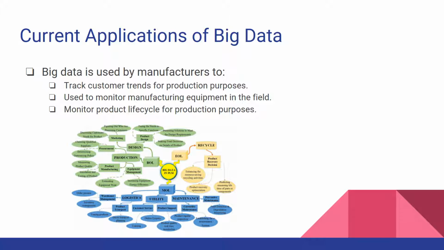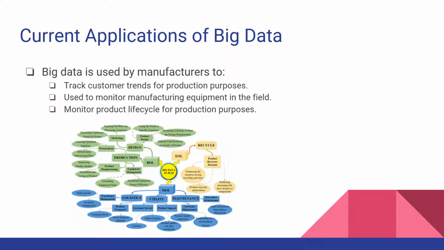Big data is also used in manufacturing to improve quality of life and life cycle of products, as well as machines used in manufacturing processes, by monitoring and analyzing data from beginning of life, middle of life, and end of life stages of a product's life cycle.